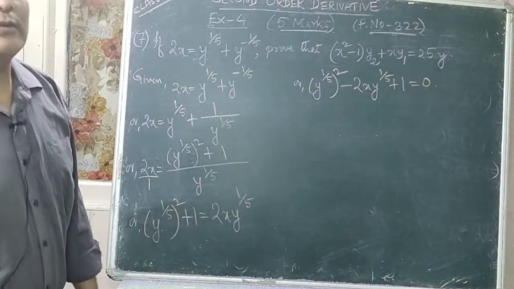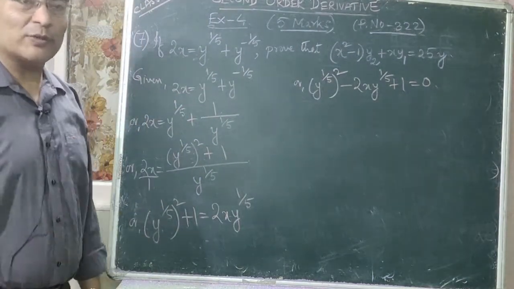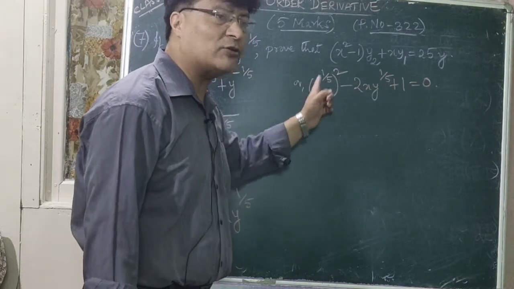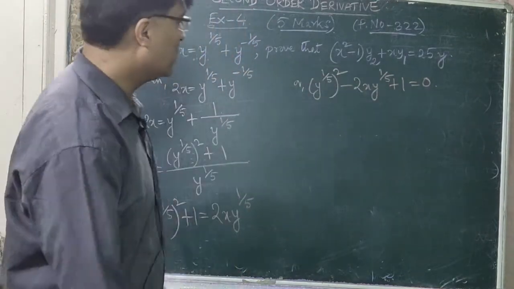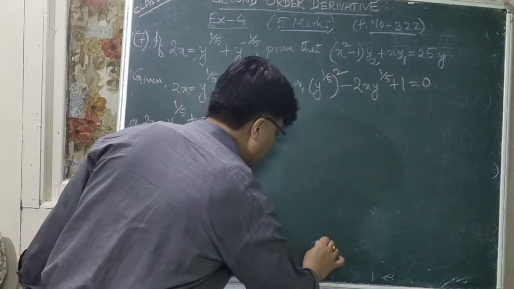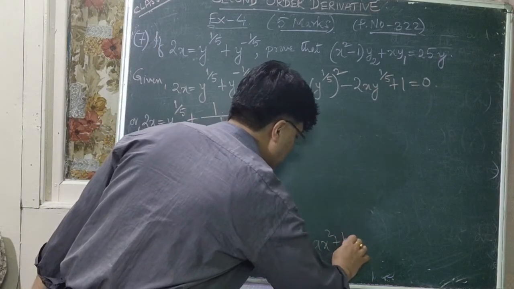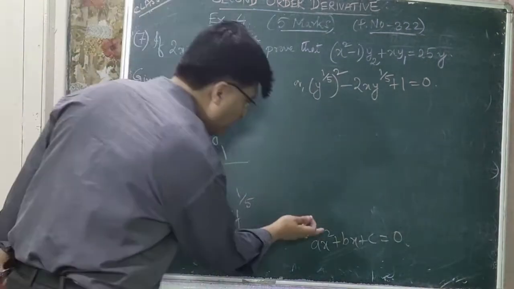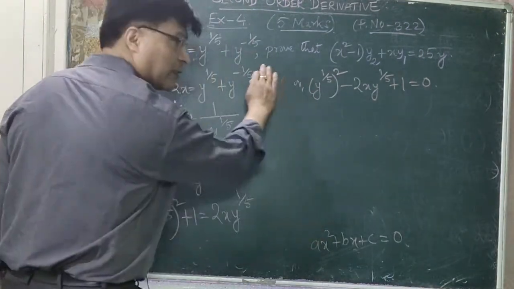Now this is a quadratic equation. You know that quadratic equation, isn't it? So this is a quadratic equation in terms of y to the power 1 by 5. So you can compare it with ax square plus bx plus c is equal to 0. Compare these two quadratic equations, right?